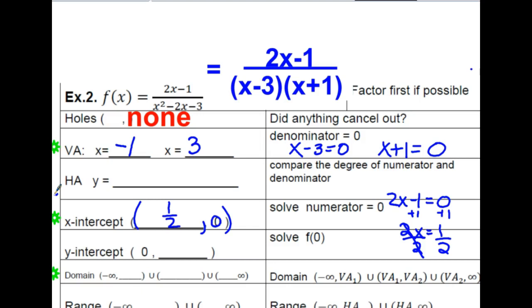The domain is going to be everything except the vertical asymptotes. You have to stop and think. So it's going to skip over the asymptotes. It's going to start at negative infinity, and it's going to come up to this asymptote and skip over it. And it's going to jump to the other asymptote, and it's going to have this little section in between the asymptotes, and then it's going to jump over the next asymptote.